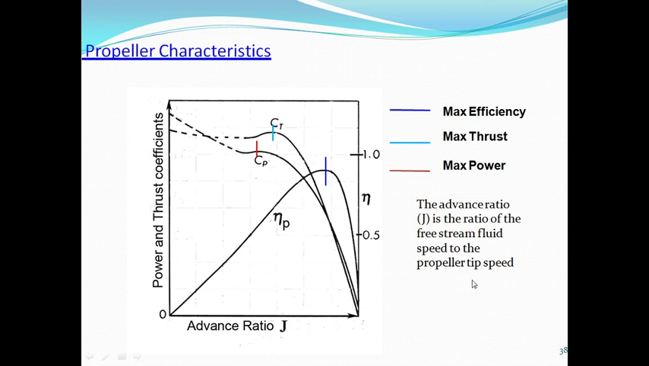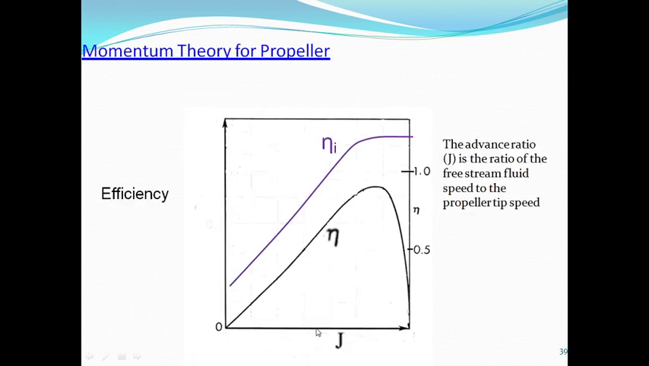So it is the non-dimensional parameter which relates your flight velocity to the propeller tip speed. You know that as the diameter increases, even though the RPM is the same, omega R changes, so the propeller speed changes along with the radius. So here we are taking the tip speed. This is very important for understanding. This is a kind of non-dimensional speed ratio, that is, the speed of your aircraft to the speed of your propeller.